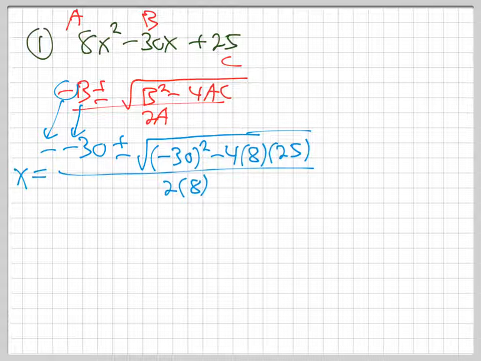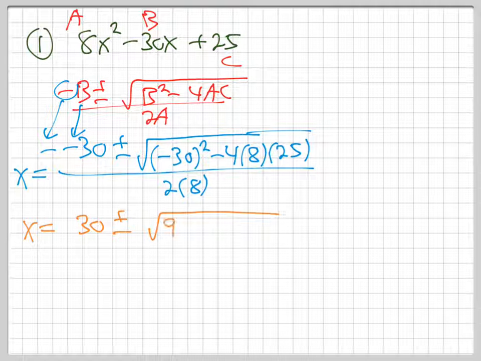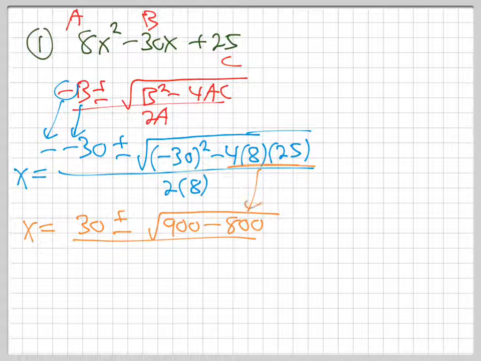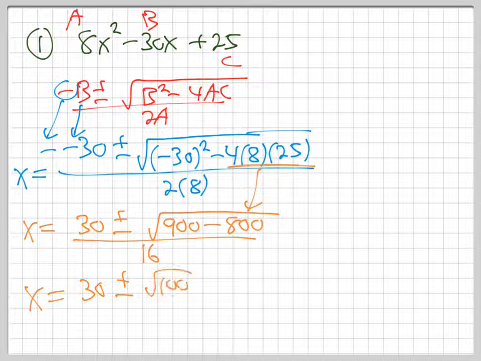And so, what do we get from there? 30 plus or minus the square root. This is 900 minus, this will be 800 if you use your calculator and multiply these together. This will be 16. So that's 30 plus or minus the square root of 100 over 16.